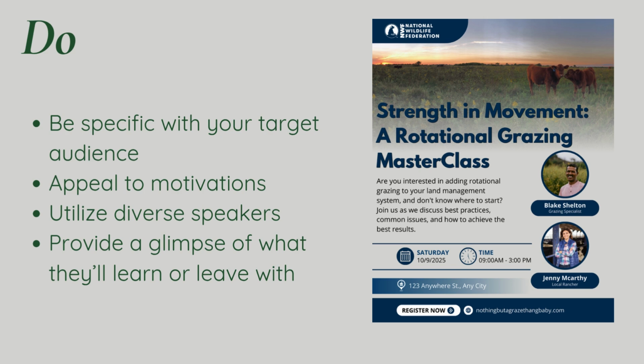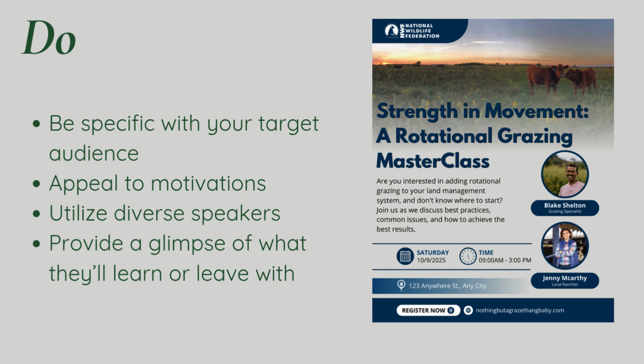We have another great example of a flyer. We want to be specific with who our target audience is. So right in our description, we have people who are interested in adding rotational grazing to their land management system. We have to appeal to their motivation. So thinking about how they can start. Maybe people don't know best practices for rotational grazing. Maybe they want to learn more about common issues or how to achieve the best results. These are all motivations that a farmer or land manager or rancher might have for learning more about rotational grazing.